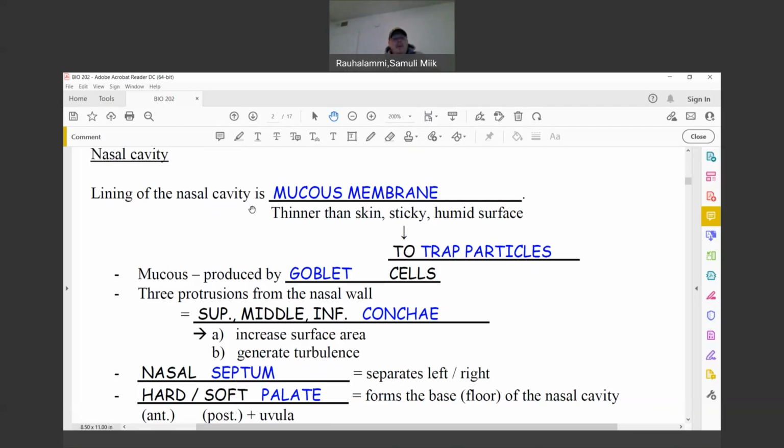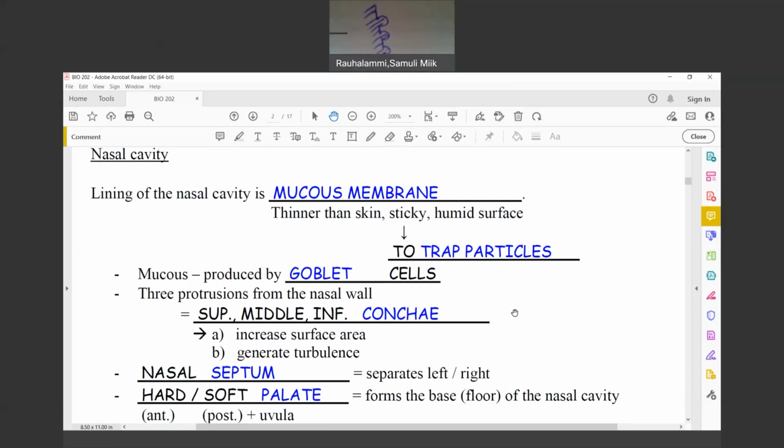So all of this is possible thanks to goblet cells, which are the cells that produce the mucus of the mucous membrane. And from the mucous membrane lined nasal cavity, we're going to see that there are three protrusions coming out from the lateral wall of the nasal cavity. I had planned to sketch this on a computer as we talk, but since that's not happening, I'm just showing it here on the screen. I've quickly sketched the nasal conchae.